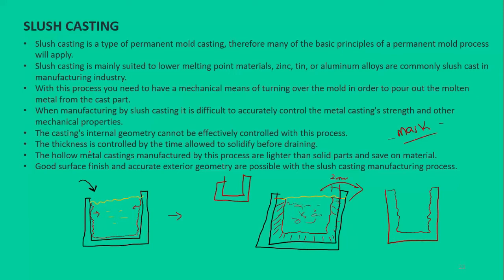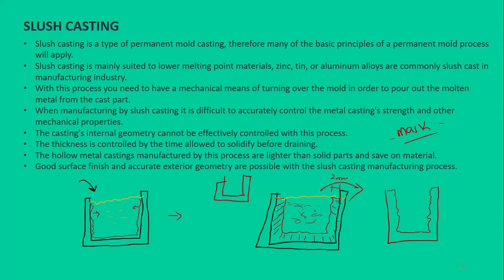As I said, the casting's internal geometry cannot be effectively controlled because we don't have any means to control the internal geometry, and the thickness is controlled by the time allowed to solidify before draining. So how do we control the thickness? We simply wait until we see that we have achieved the desired thickness. The desired thickness of the part has solidified, so the remaining part is drained out. This is how we control the thickness of the product.